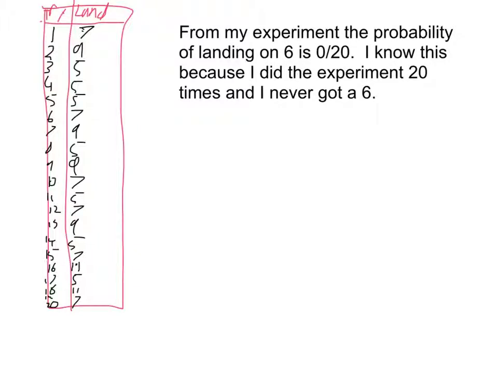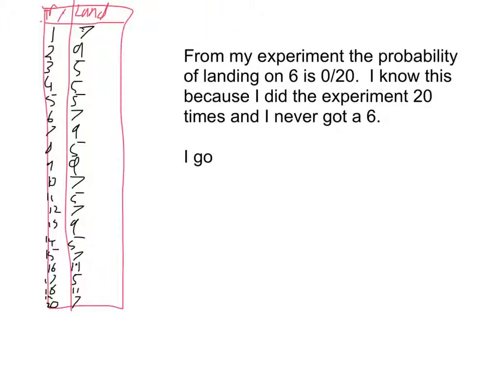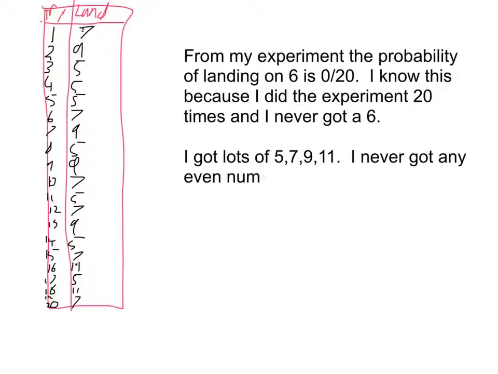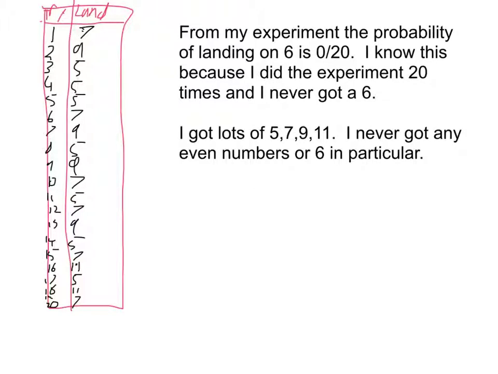From that, I want to try and justify why. So I'm going to put in there what I did actually get. I got lots of 5, 7, 9, 11. I never got any even numbers or 6 in particular. Then I'm going to investigate the idea of the theoretical probability.